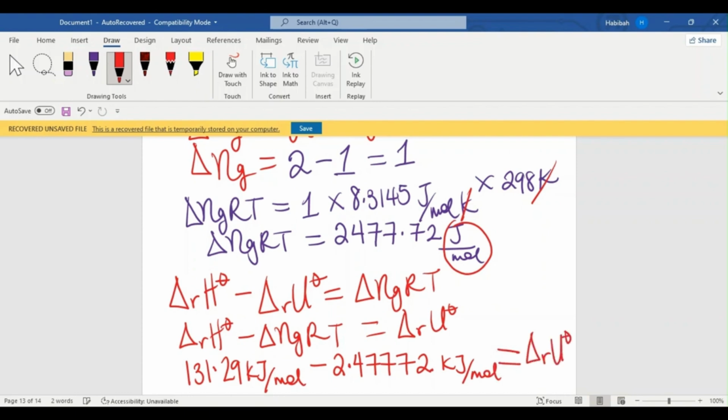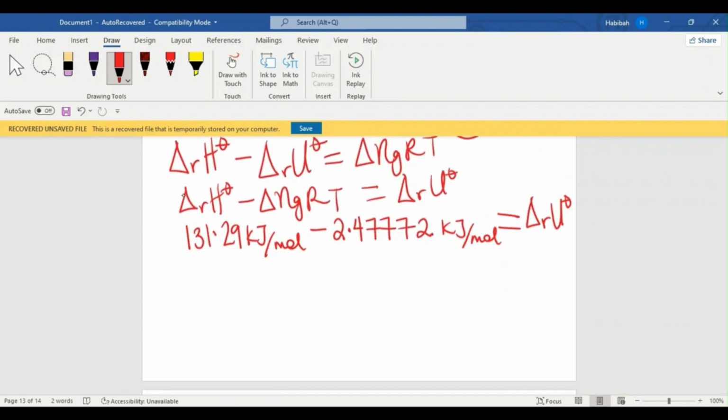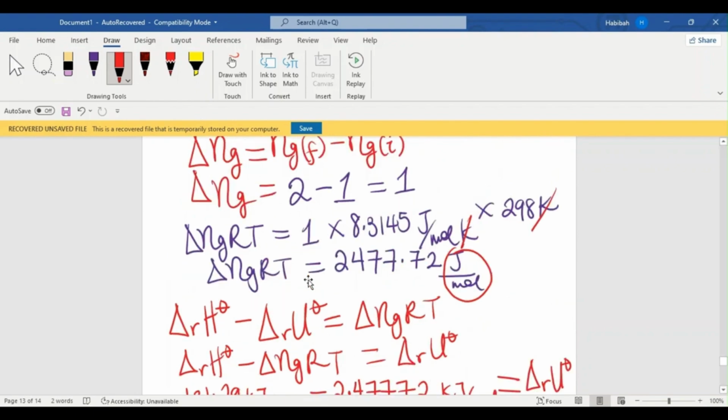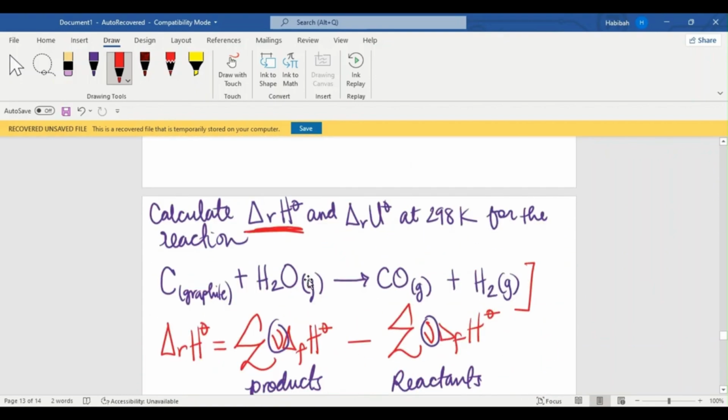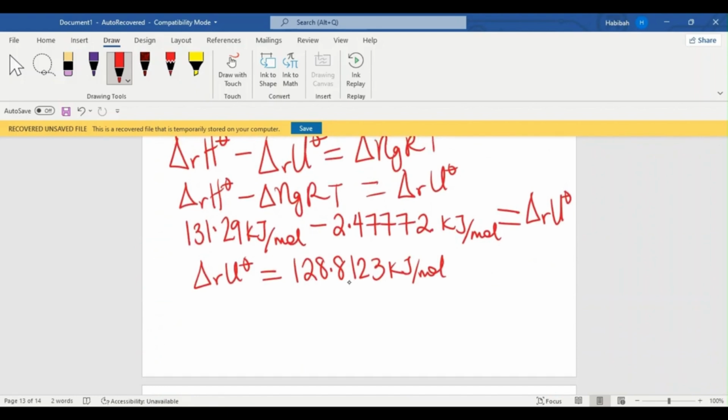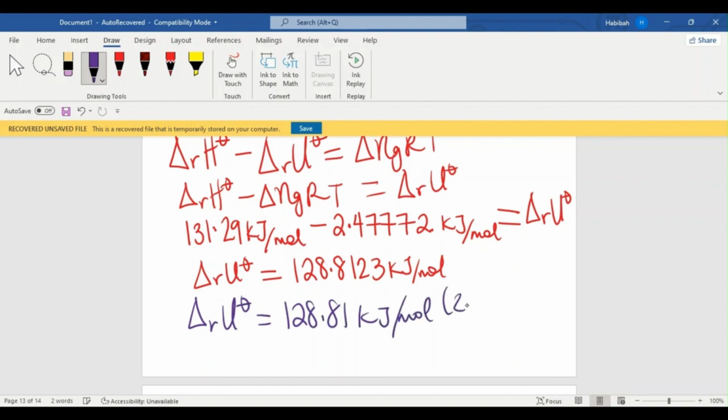You can see how simple this question is. It just takes a little bit of time and then you're done. So the change in internal energy of reaction equals 128.8123 kilojoule per mole. Of course, we can approximate this. I'm going to do the approximation in terms of two decimal places or three sig figs; I can do both. In two decimal places, we end up with 128.81 kilojoule per mole.